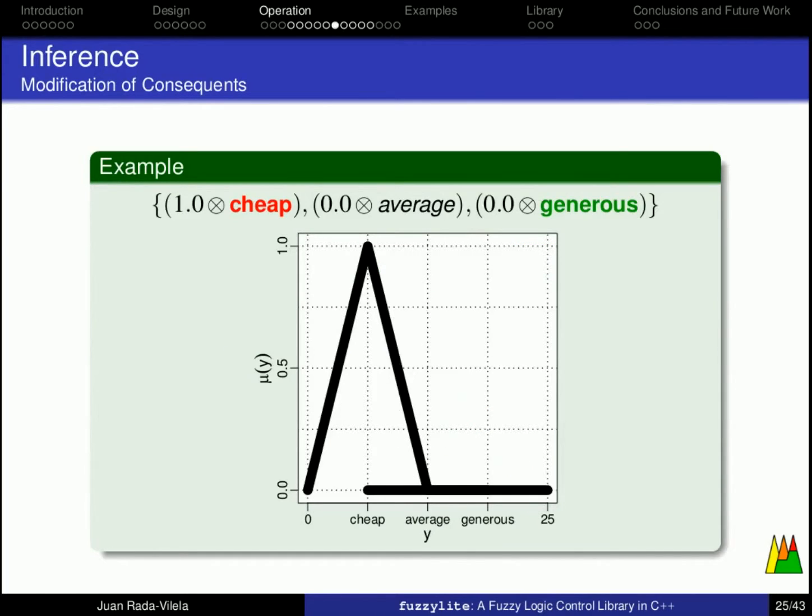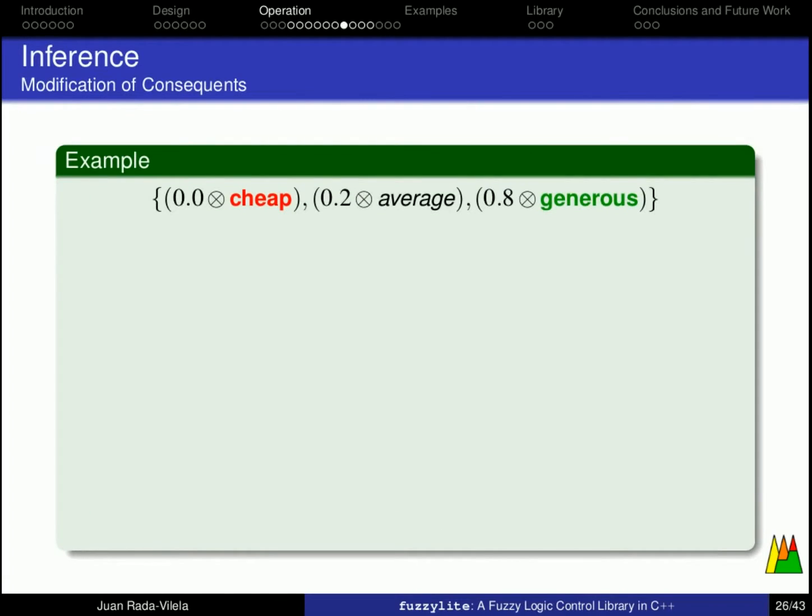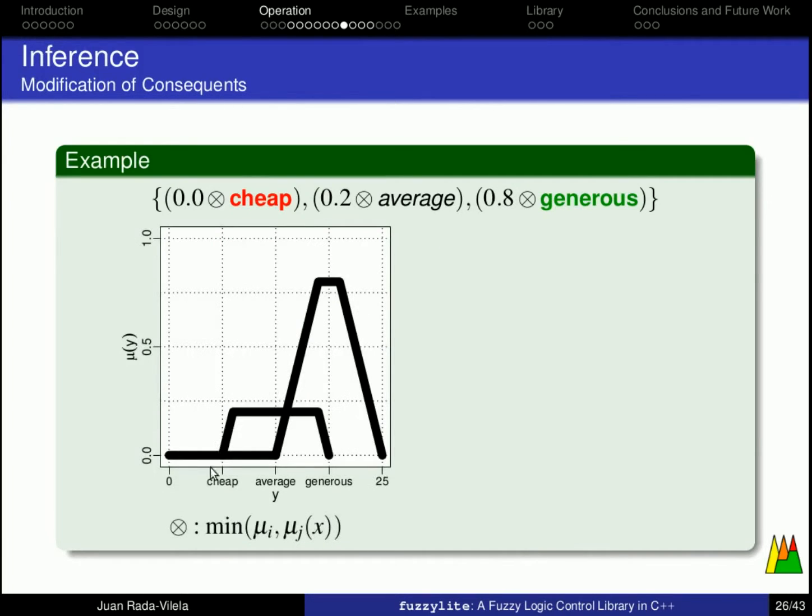For example, if we multiply 1.0 with the linguistic term cheap, we get the linguistic term exactly as it is. Whereas as we multiply 0.0 times average, we get nothing, and 0.0 times generous, we get nothing either. Now, if we make it more interesting, say the multiplication of 0.0 cheap, 0.2 times average, and 0.8 times generous, we will get the following, provided that we define the fuzzy multiplication, or the activation operator in this case, as the minimum between any two possible values.